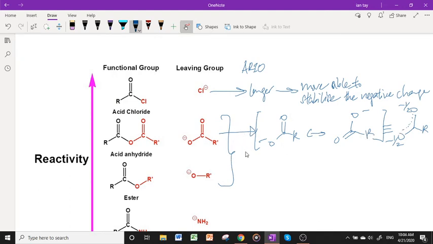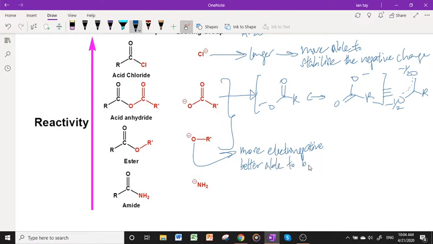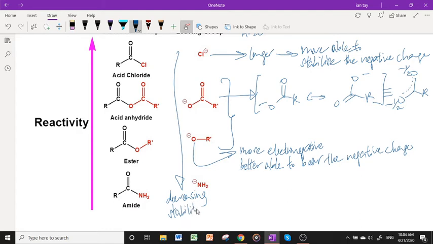And now comparing the alkoxide and the NH2 minus, what do we observe? We observe that they are of the same period, but oxygen is more electronegative, and so it is better able to stabilize, or better able to bear, the negative charge. And thus the stability decreases and the reactivity thus increases in the opposite direction.